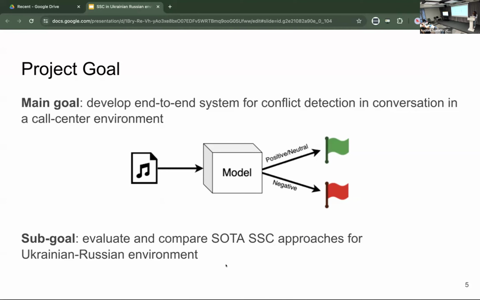Also, after an extensive search of relevant literature for emotion recognition or sentiment classification in Ukrainian-Russian environment for speech, we found that there are very few results on it. So our sub-goal will be to evaluate and compare SOTA approaches specifically for the Ukrainian-Russian environment, I mean a mix of the languages.